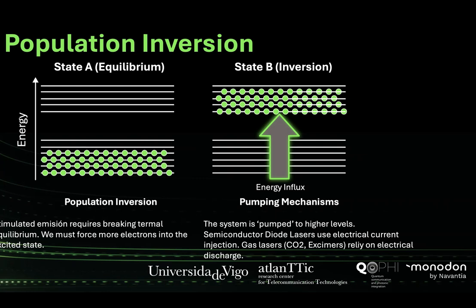To create it, we must pump energy into the system. In semiconductor lasers, this pumping is achieved electrically through current injection. In gas lasers, it can be achieved using electrical discharges. Once population inversion is reached, incoming photons trigger synchronized emissions. This creates optical amplification, and once amplification overcomes system losses, laser begins. This is the moment a laser crosses threshold.